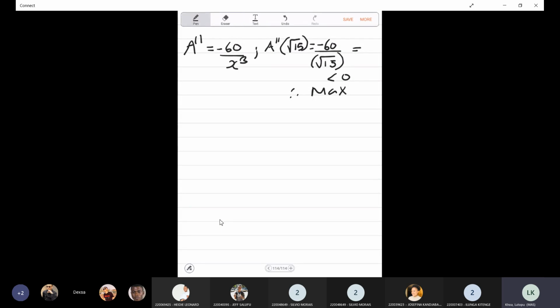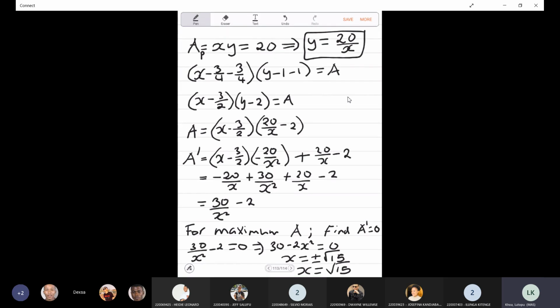I don't know what it will be here, but it will still be negative because the square root of 15 is positive. Let me just work it out now. Negative 60 square root of 15 cubed. I'm getting negative 1.03. So it's still negative. It doesn't change the fact that it does give us a maximum, but you're right, I didn't differentiate. I'll change that here.